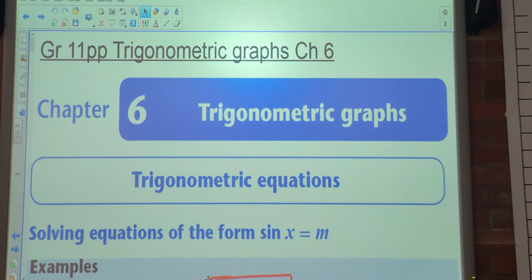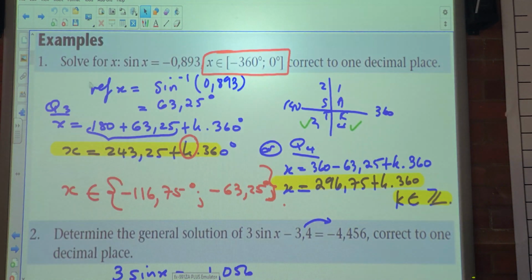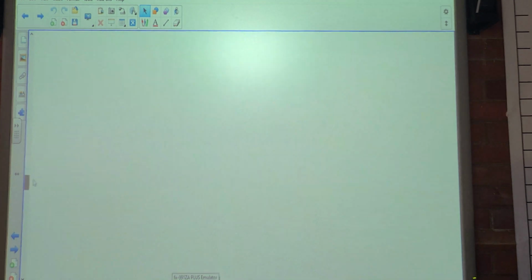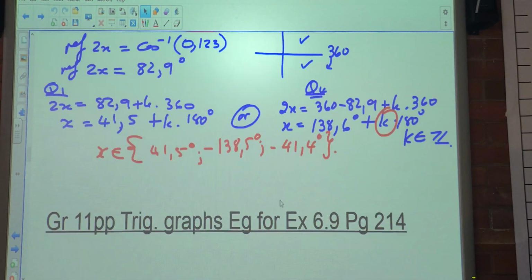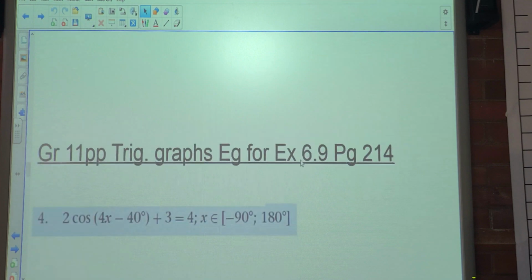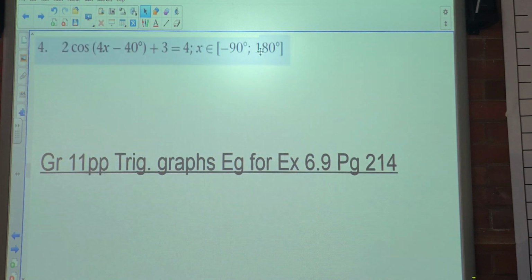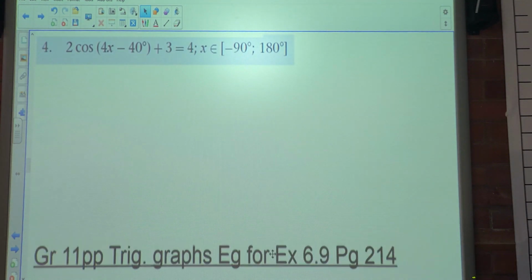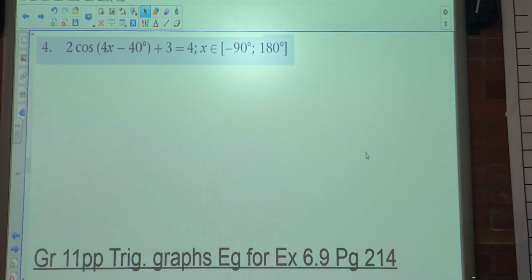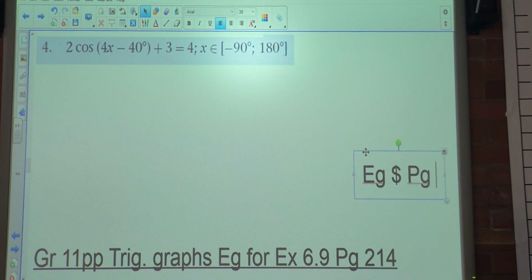Okay, so at this point, in yesterday's lesson, we've concluded the examples for exercise 6.9. However, we didn't do number 3, number 4. Is that correct? Okay. So we're going to look at number 4 and then we're going to discuss problems that you had within this exercise. This is example 4, on page 212.